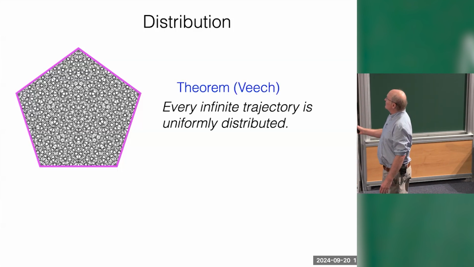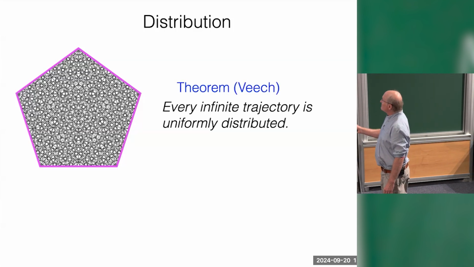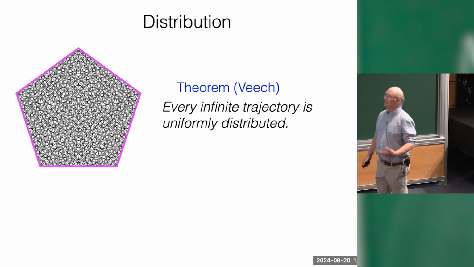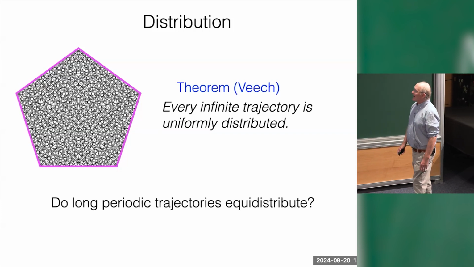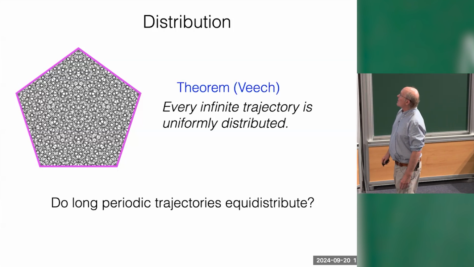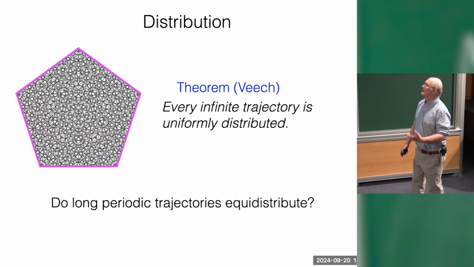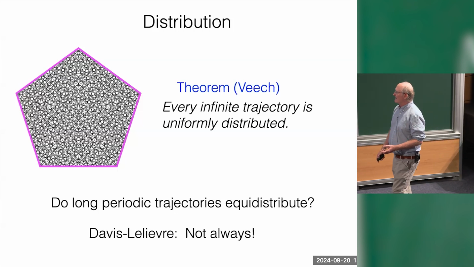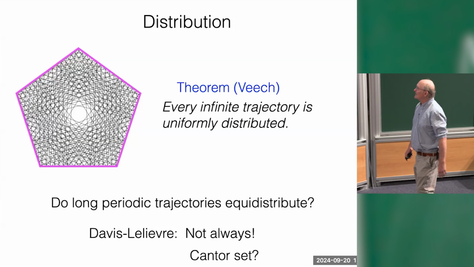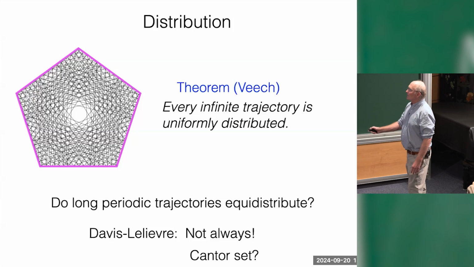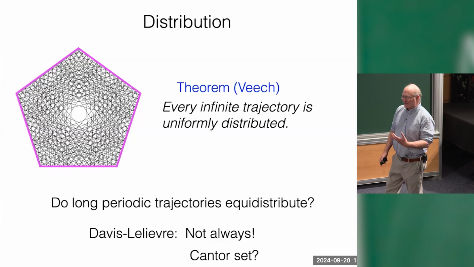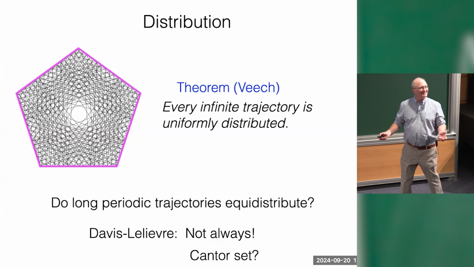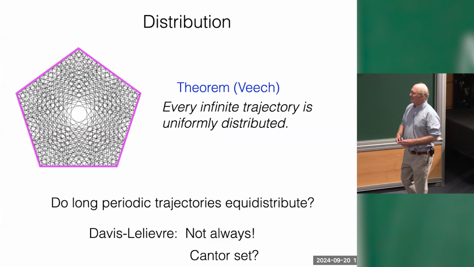Now Veech proved that if you take a slope that's not periodic, then the billiard trajectory is uniformly distributed in the pentagon. In particular, it's dense. And so you might think that long periodic trajectories should become more and more dense. But this is definitely not true, and Davis and Lelièvre drew attention to this already in the pentagon. There's a trajectory which leaves a hole in the middle, and you can make this trajectory longer and longer if you're clever, and that hole never goes away. So long trajectories don't have to be equidistributed.